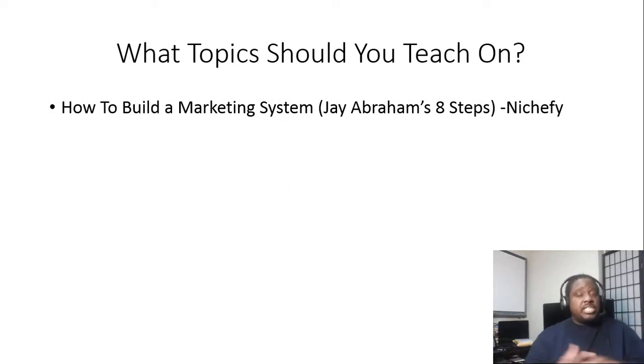One of the topics you can teach on very easily is the 8-step marketing system that Jay Abraham codified. It's also called hidden marketing assets, but it's basically those 8 steps. And if you want to go further, if you want to take those 8 steps and put them into a specific niche, that's something that you can very easily create an information product on and sell it.